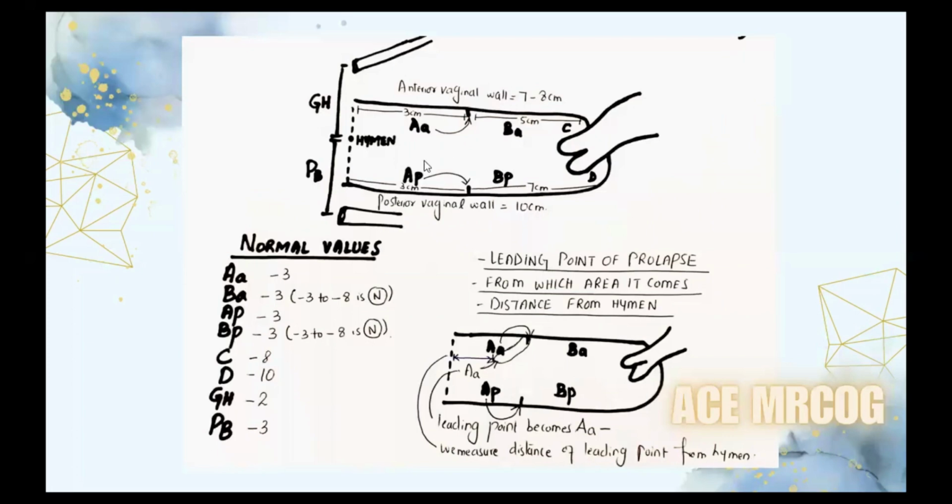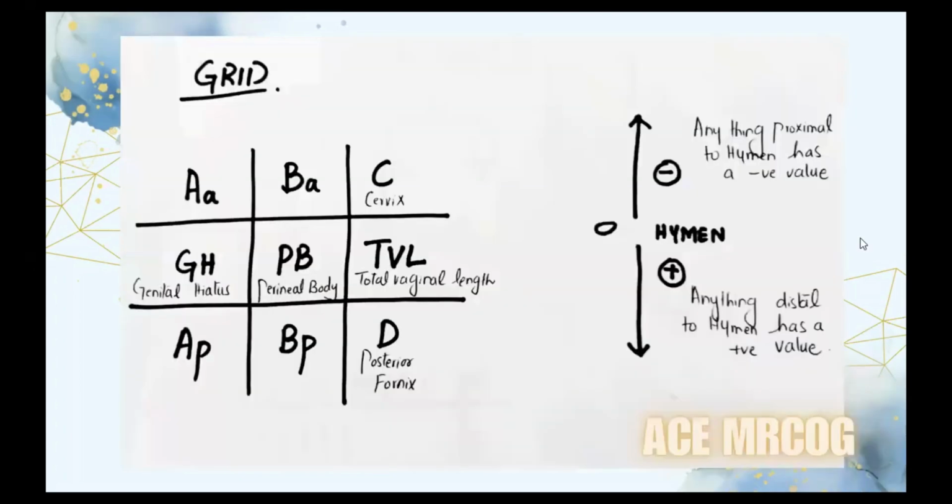About the genital hiatus and perineal body, they are just given negative values. It's not that they are behind the hymen, that's why they are given negative values. But whenever we talk about their values in a grid, they are negative values. And there is no specific reason for that. It is basically the grading only. And whenever you will see the grid for part 2 FCPS or for part 3 MRCOG, you will never see the genital hiatus and perineal body as to interpret.